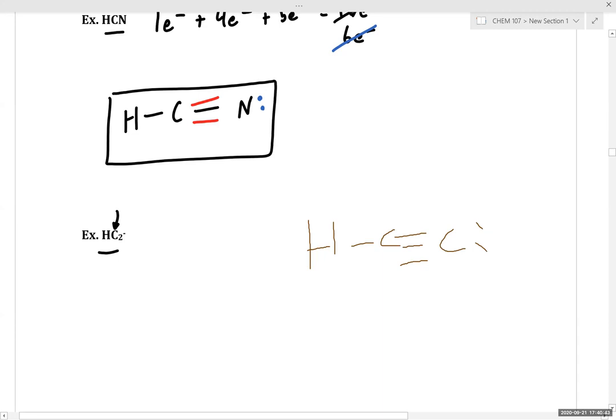So we have a proposed Lewis structure for acetylide anion. Now all we need are our formal charges assigned, and then we're good to go. So let's keep working on this example, and we'll discuss in about another 2 minutes.